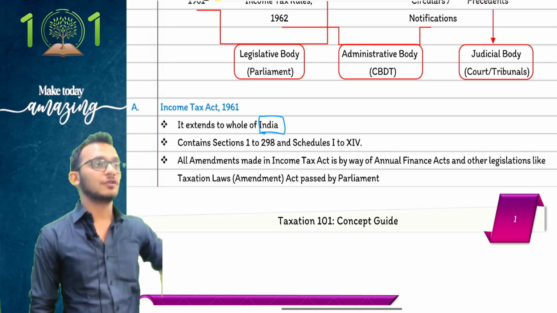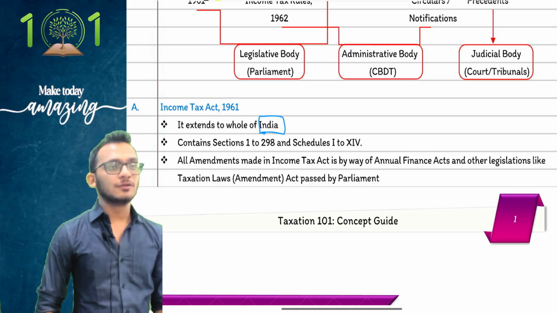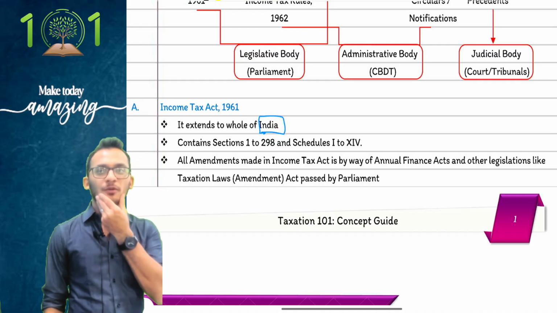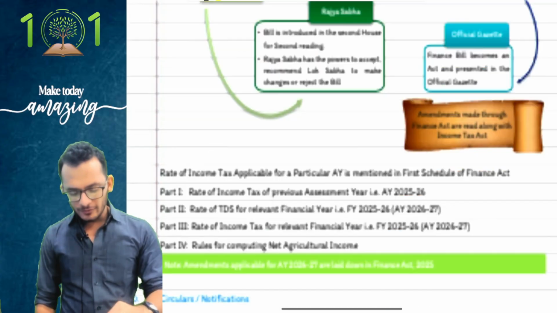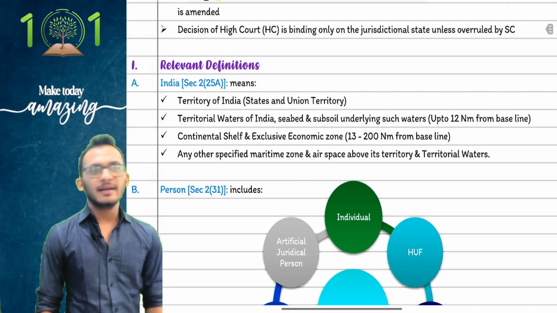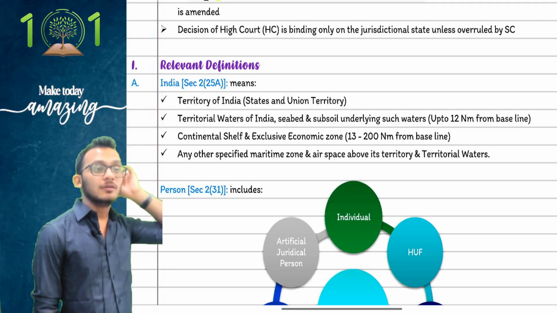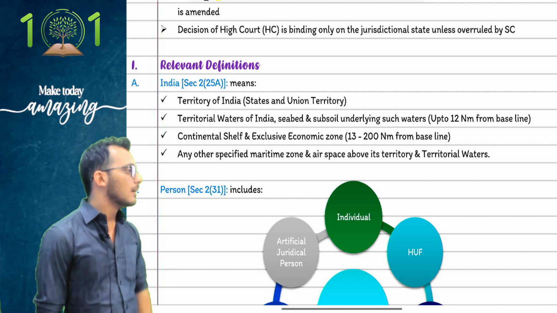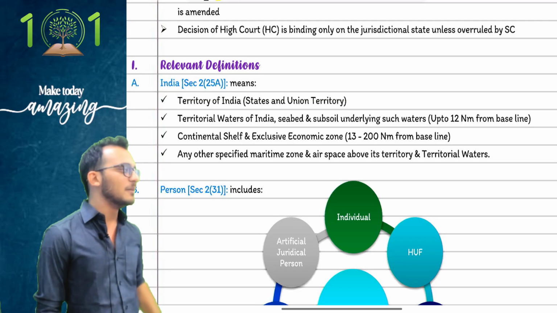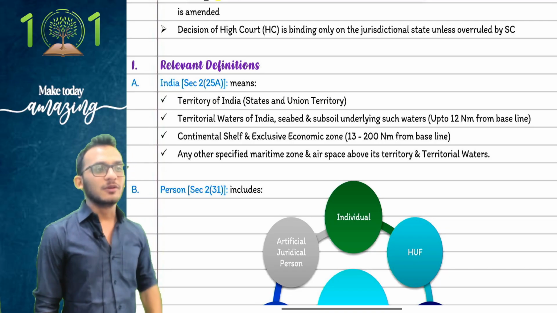Like we completed this discussion, India basically needs to be defined. Therefore, the income tax act has brought in a definition for India. The definition of India is fairly simple, people. India has been defined under section 2, clause 25A. If you notice, the definition was never there as 2(25), it was 2(25A).